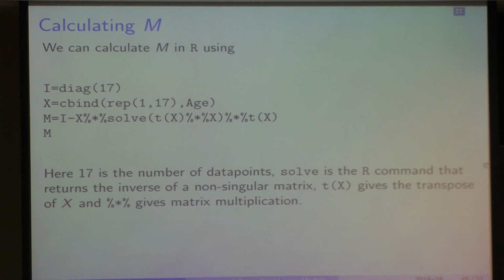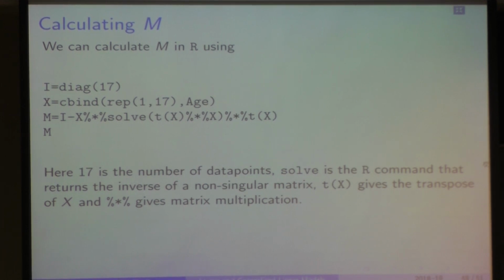Okay, the 17 is because there are 17 data points. Solve, we've got solve of the transpose of X times X, matrix multiplication. Solve gives the inverse of the matrix, so it corresponds to X transpose X to the -1. Again, the little t of X gives you the transpose of X. So that's just a little bit of R linear algebra. Solve to find the inverse, t to find the transpose, %*% is matrix multiplication.